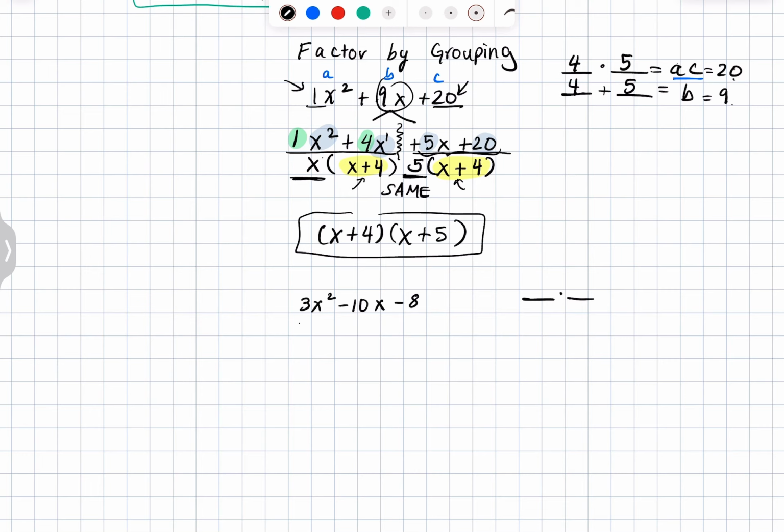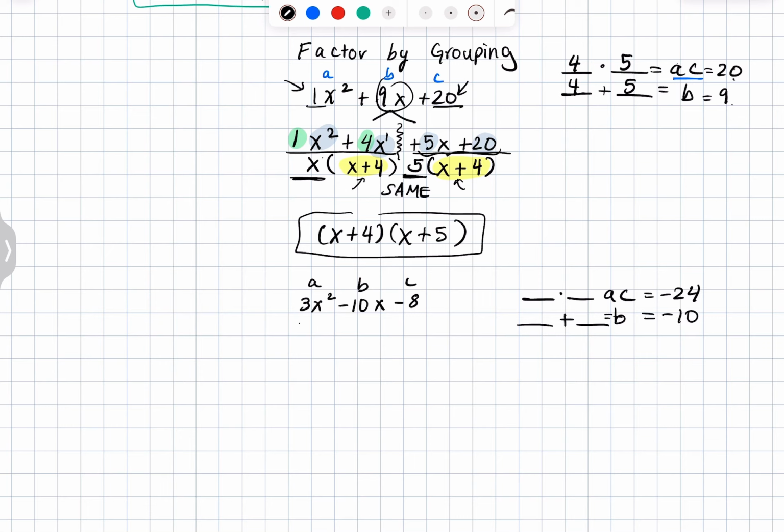times negative 8, that's a times c. So a, b, c, label those first. And then a times c, so 3 times negative 8. Don't forget the negative, it's very important. 3 times negative 8 is negative 24. And then our b value is negative 10.